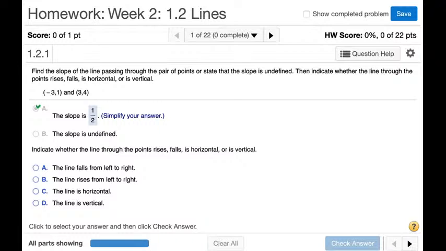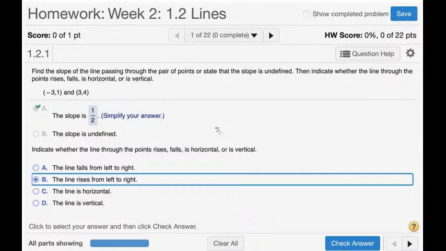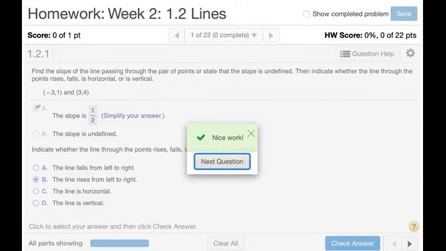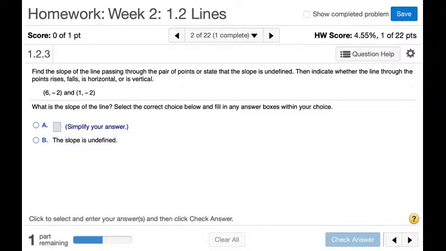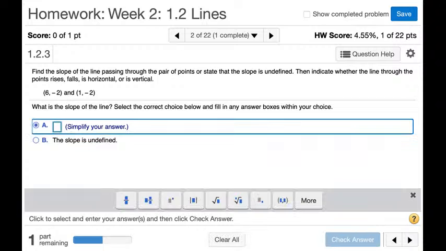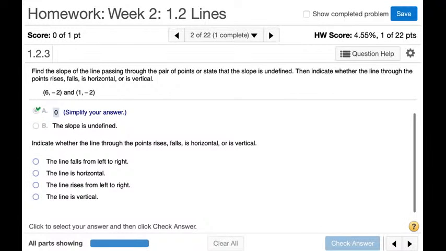So if the slope is positive, it's going to rise from the left to the right. Okay. So the slope, y2 minus y1, was like 0 over some number. Remember, 0 over a number is okay, so that's going to be equal to 0. The line is horizontal. It stays flat from left to right.